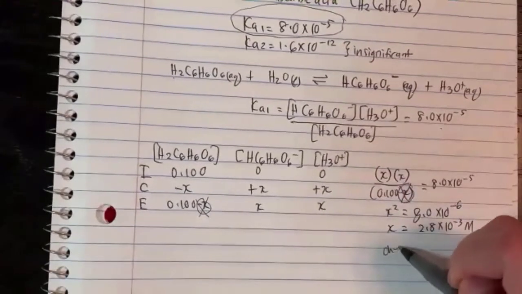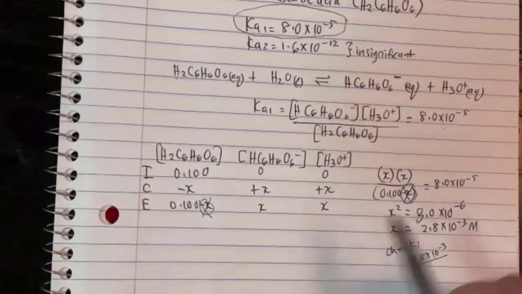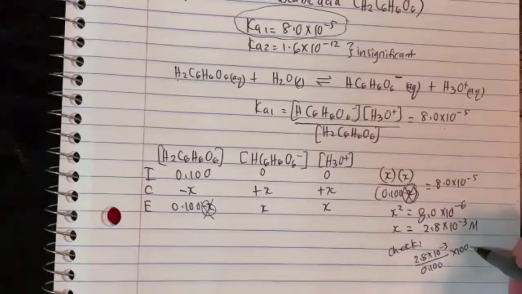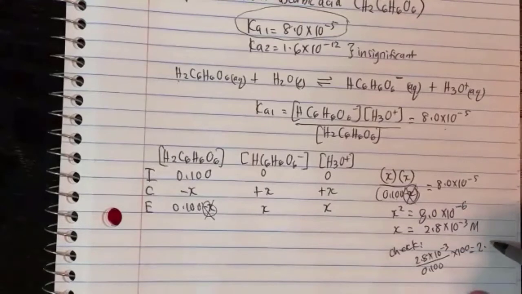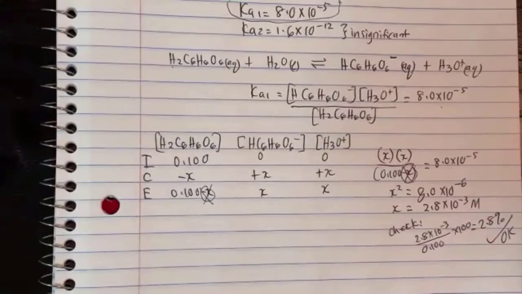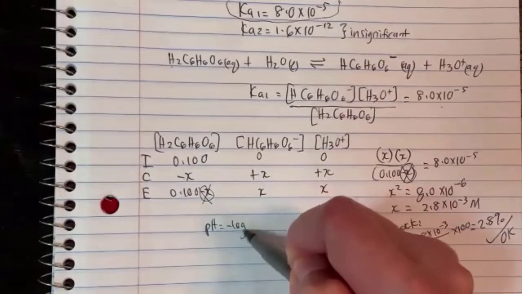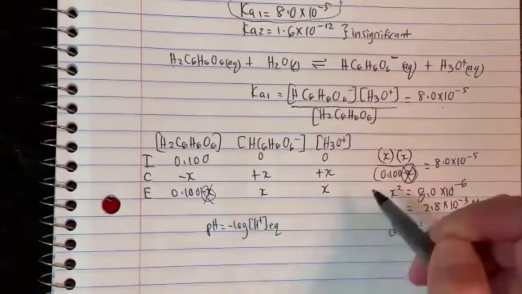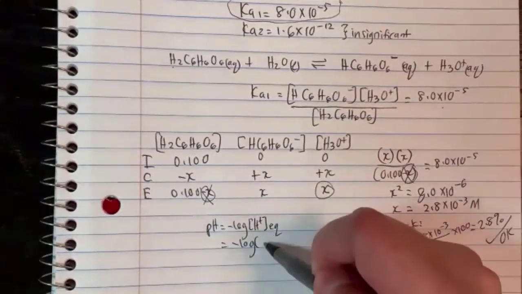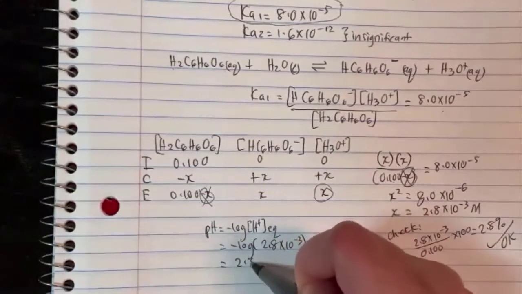Now we do a quick check. 2.8 times 10 to the minus 3 divided by 0.1, times 100. You get 2.8%, so we're still good. Now that we're good, the question was asking us to find pH. So what's pH? pH is minus log of H at equilibrium, which is x in this case, so minus log of 2.8 times 10 to the minus 3. You should get about 2.55.